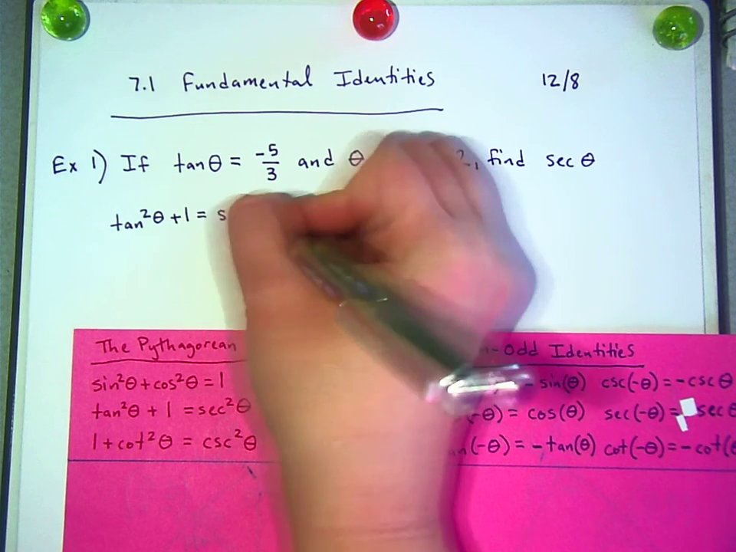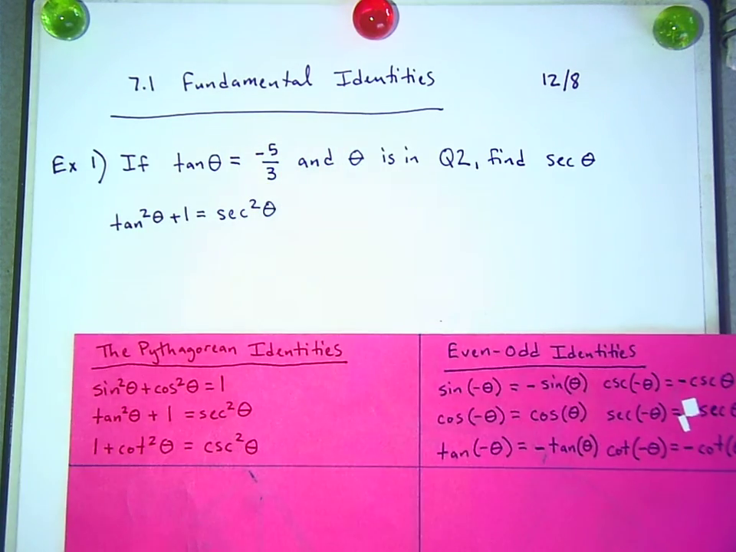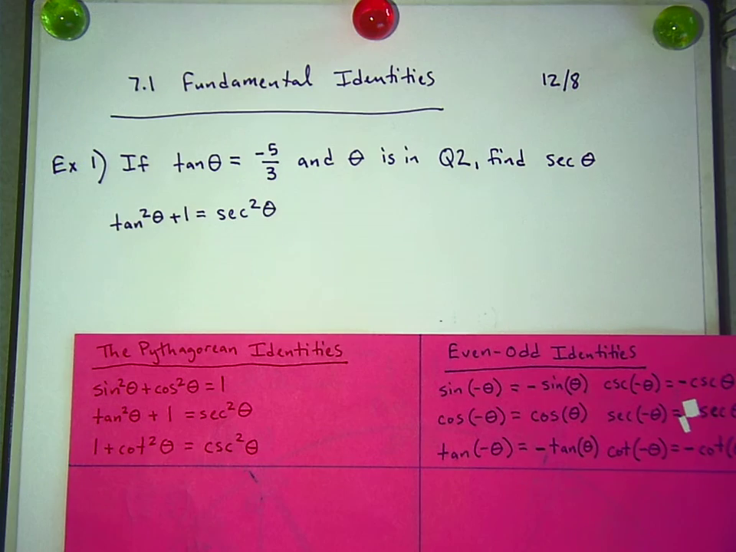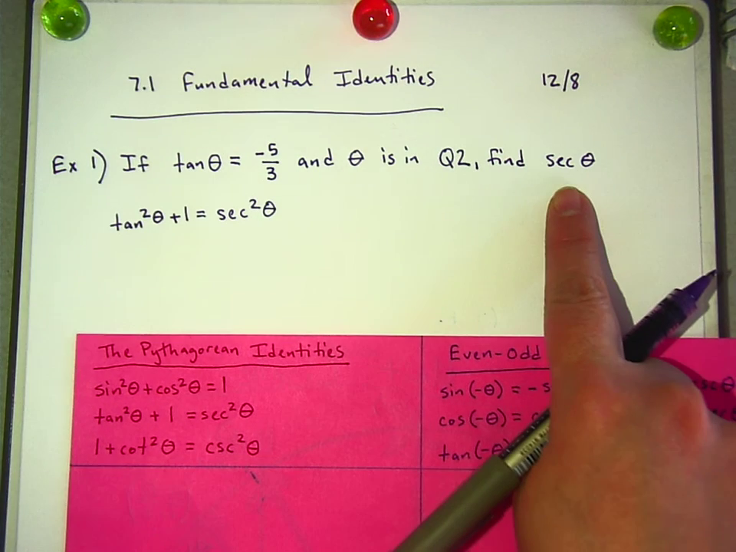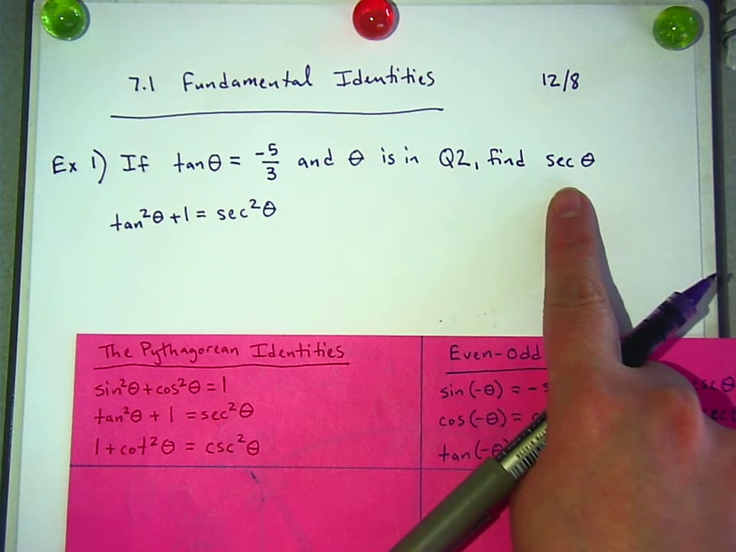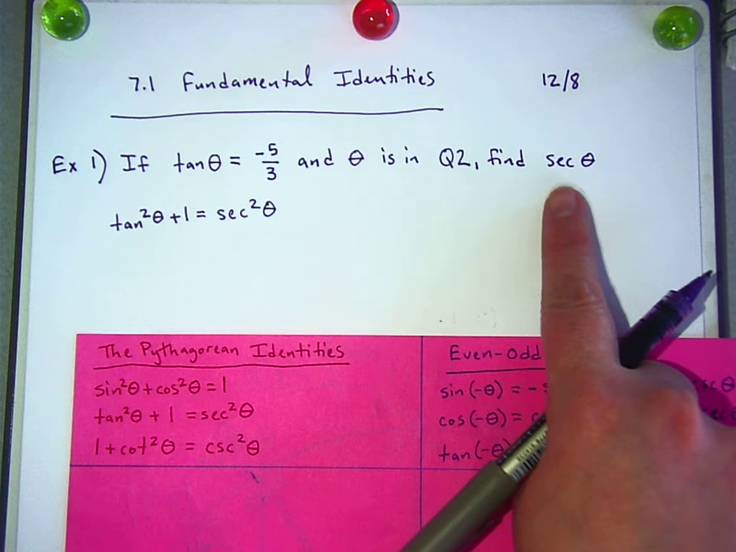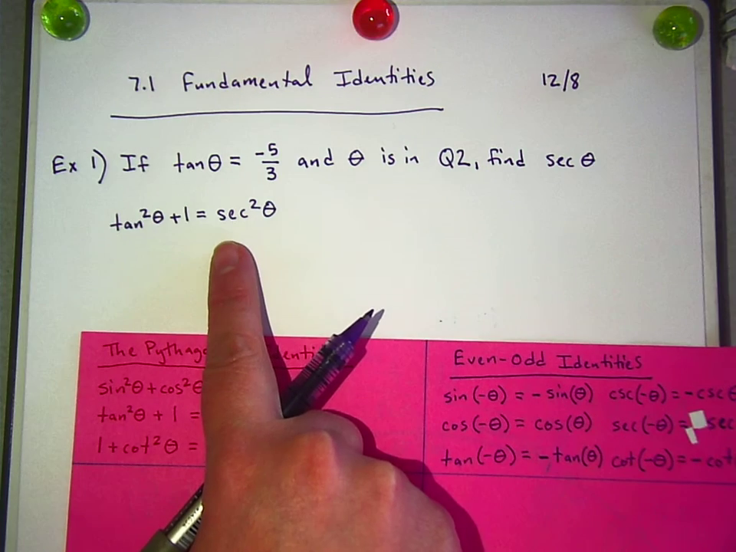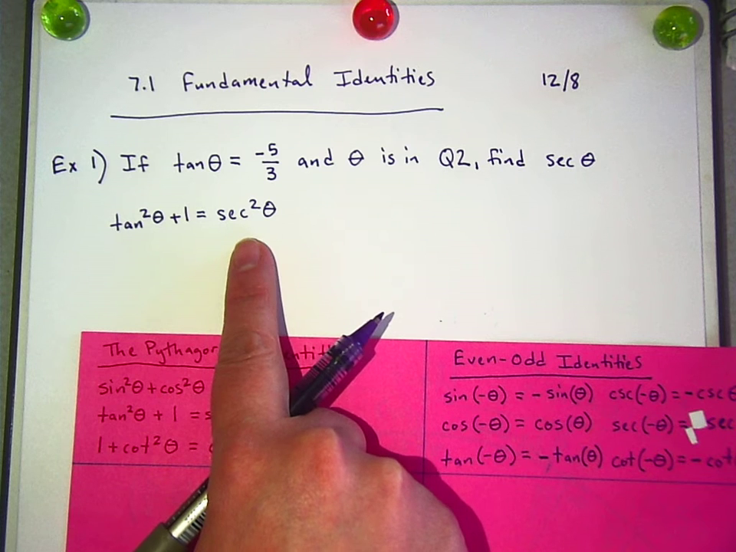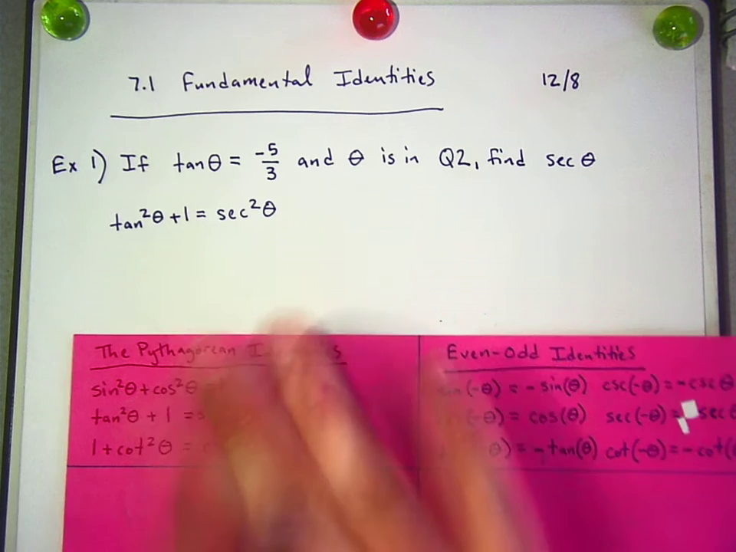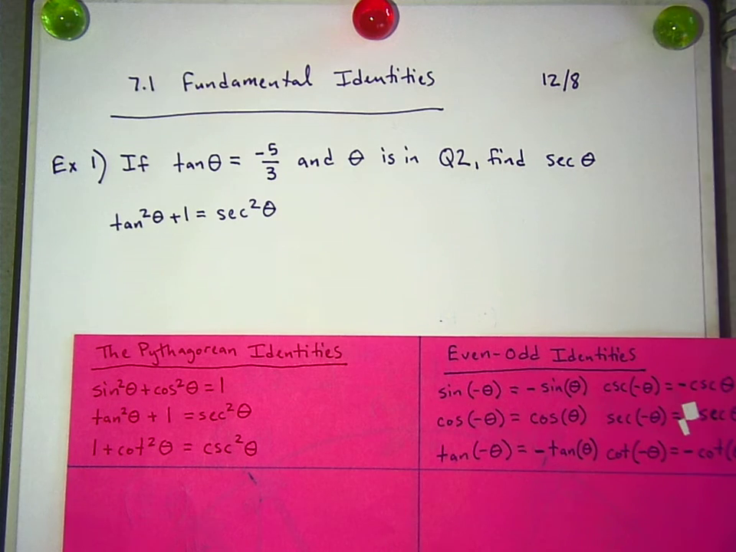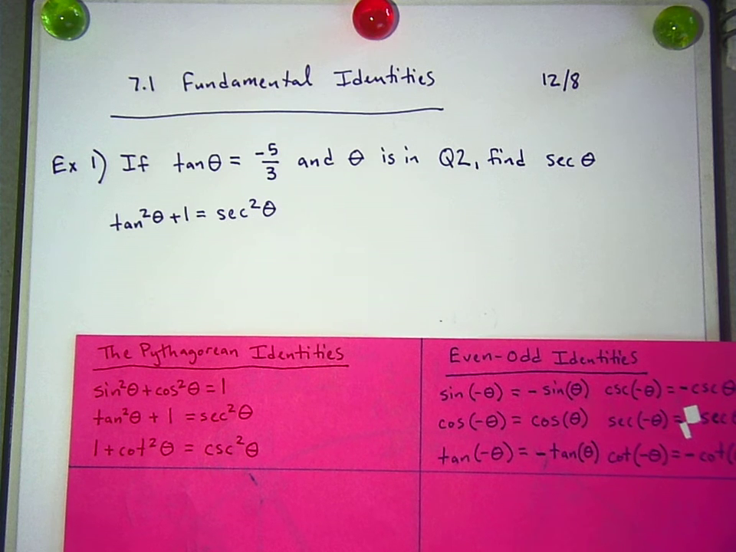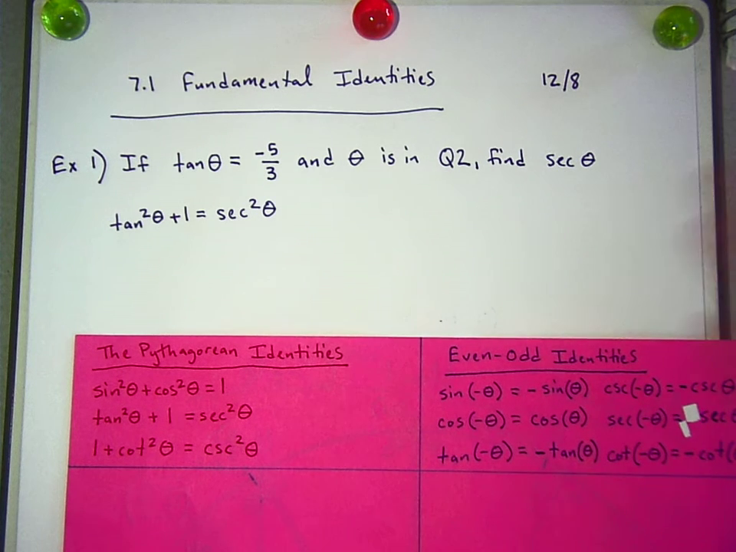How did you know that we were going to use this one? Because there's tangent in it. And we're trying to get to secant, right? That's nice. It's going to go from tangent to secant. What if we weren't trying to find secant? Would it still help to use this one? Yes, because once you have secant, you can get cosine, because cosine is just the inverse of it, and then you can easily go from cosine to sine. You can get all of them if you want to. Do we have to get all of them? No, we only have to get secant.